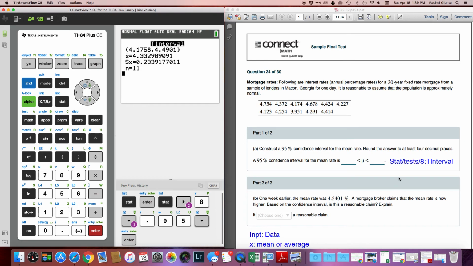So this is the last part of 8.2, and this one just has these two parts to the question.